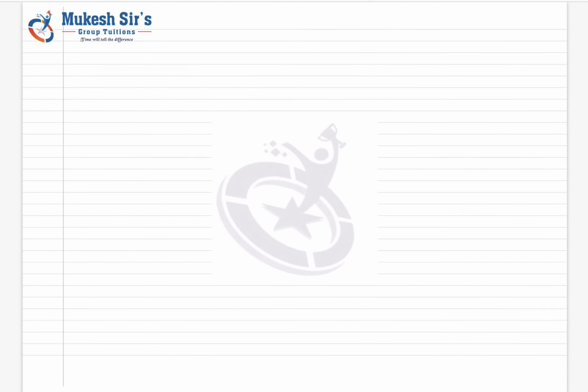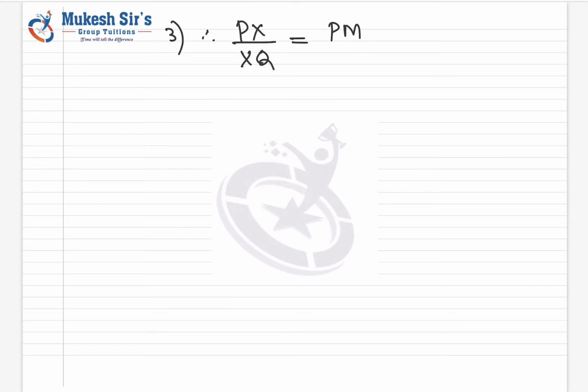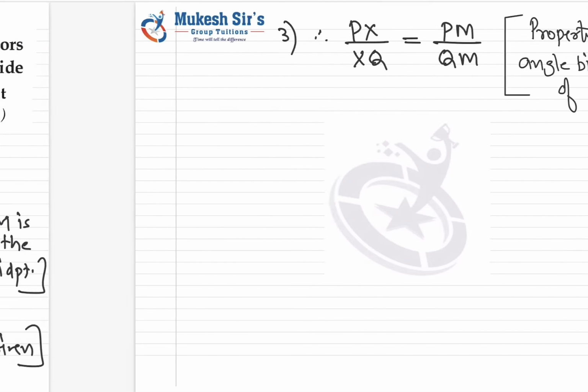You get, step number 3, PX upon XQ is equal to PM upon QM. The reason is property of angle bisector of a triangle. So PX upon XQ is equal to PM upon QM.